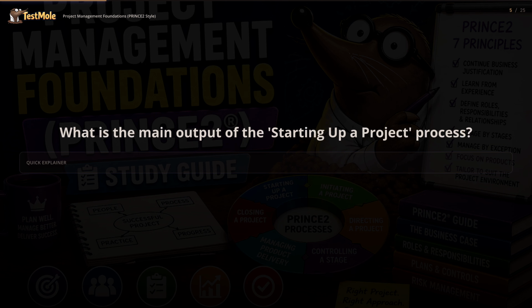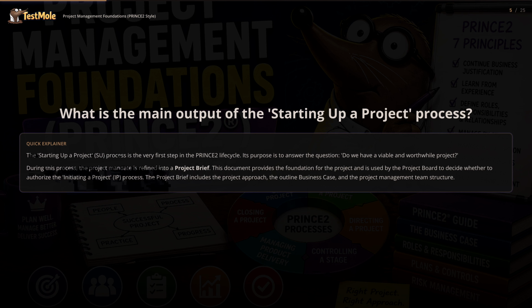What is the main output of the starting up a project process? The starting up a project (SU) process is the very first step in the PRINCE2 lifecycle. Its purpose is to answer the question, do we have a viable and worthwhile project? During this process, the project mandate is refined into a project brief.